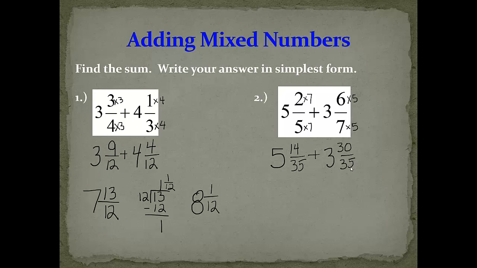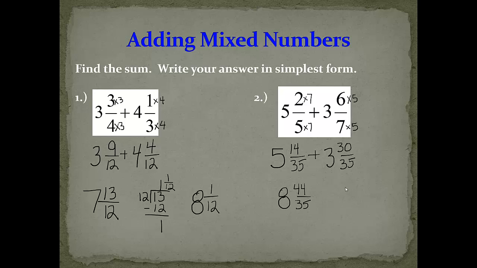Now we're going to add our fractions. Since our denominator is the same, we add the numerators. 14 plus 30 is 44. So we have 44/35, and now we add our whole numbers. 5 plus 3 is 8. You will notice that 44/35 is an improper fraction, so we need to simplify that.